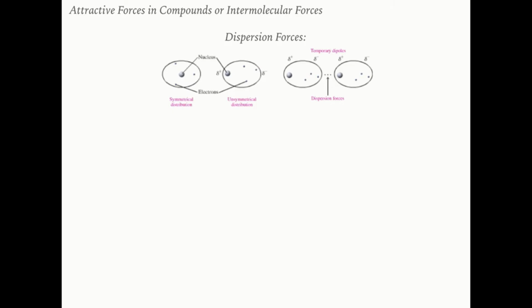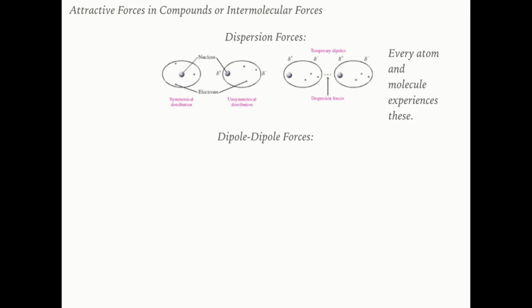Now, because they are temporary, these are our weakest type of intermolecular force. You will see sometimes it can be stronger if you have a ton of electrons, which I'll talk about in a second, but it tends to be the weakest attractive force. But everything has it.